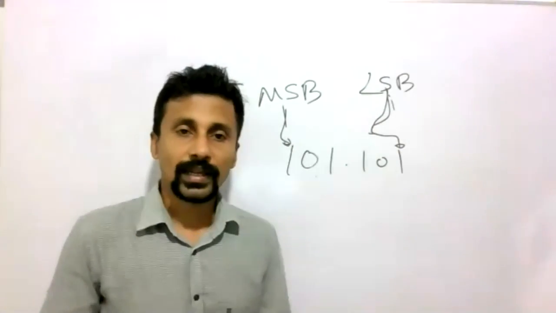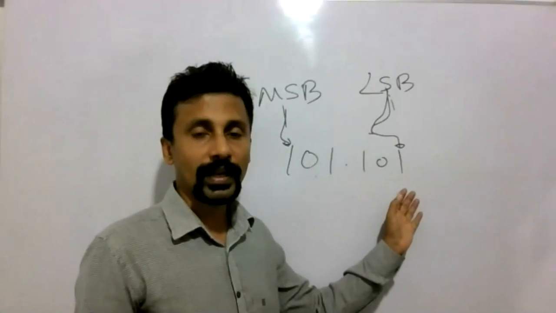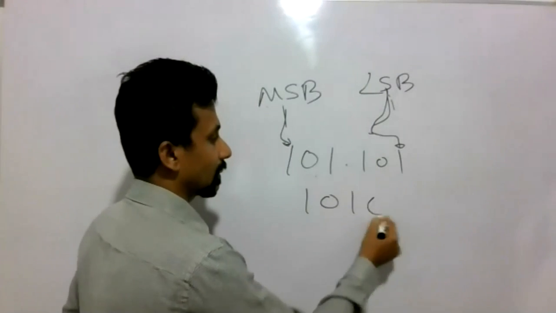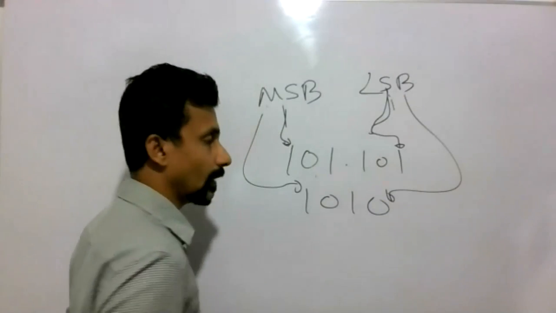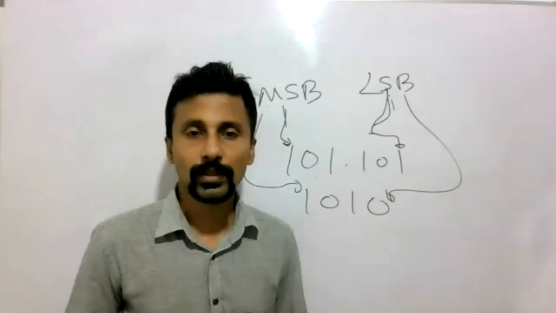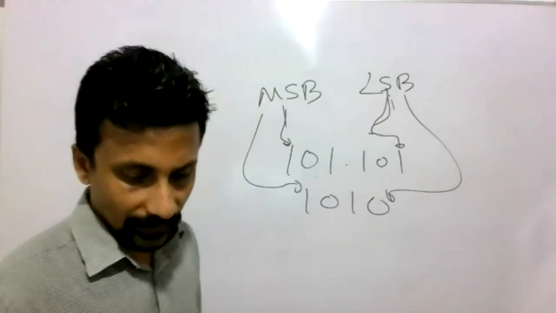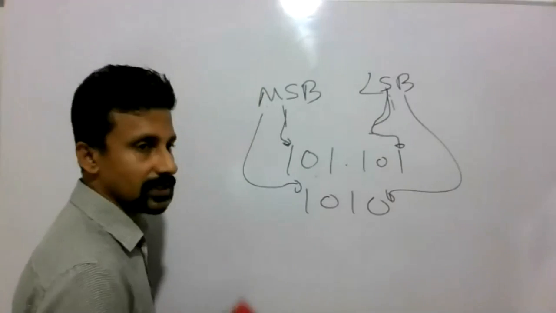The same rule is applied. The non-zero first value you have to take as the most significant bit. The non-zero last value you have to take as the least significant bit if it is a fraction. For a normal number like 1010, you get 1 for the most significant bit and 0 for the least significant bit. So that is the rule, right? The same rule you have to follow. Then I will go to number system conversion. I will just explain them.